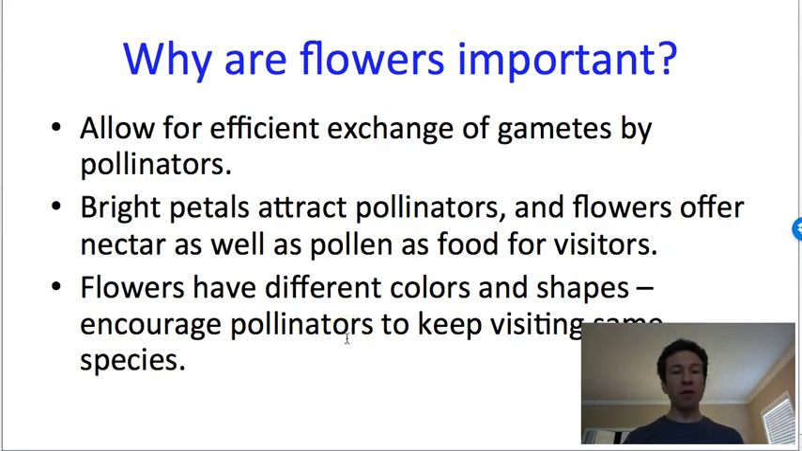Flowers, you've probably noticed, have a variety of shapes and colors. They're interesting to look at as a result, but one reason that flowers do this is to encourage pollinators to keep going to members of the same species.